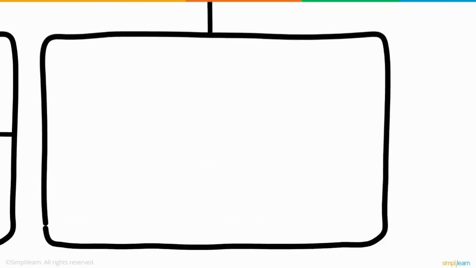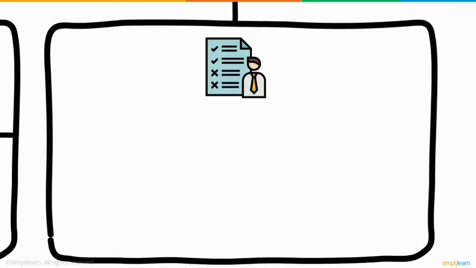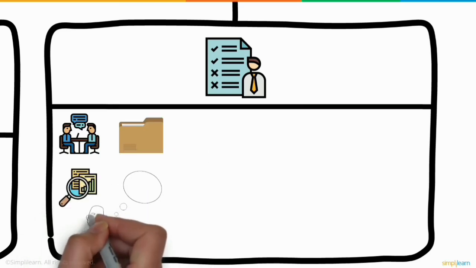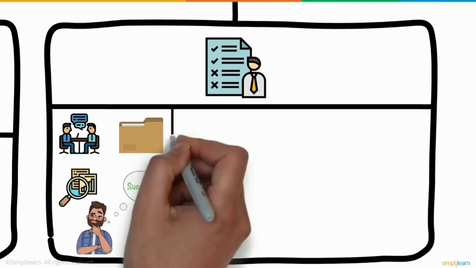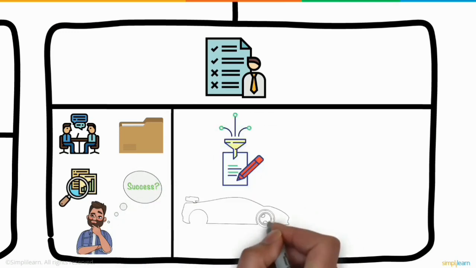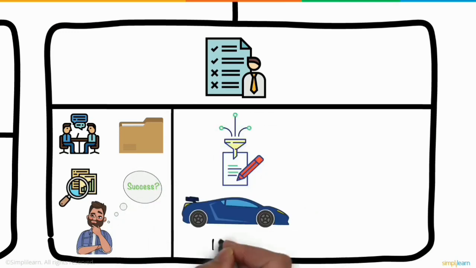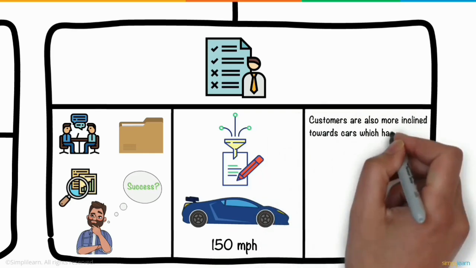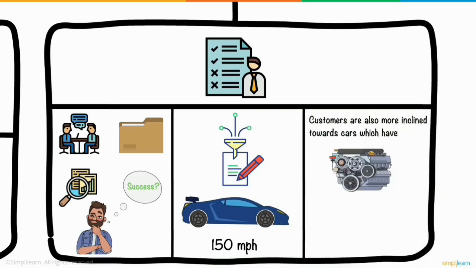In the Define phase, you define the requirements of the customer. Based on inputs from customers, historical data, and industry research, you determine what you need to ensure your car becomes a success. The data collected indicates customers are drawn to cars which can achieve more than 150 miles per hour. Customers are also more inclined towards cars which have V6 engines and an aerodynamic frame.